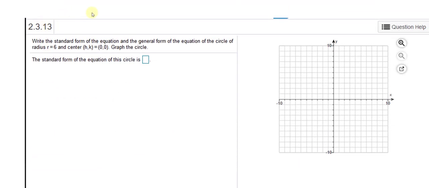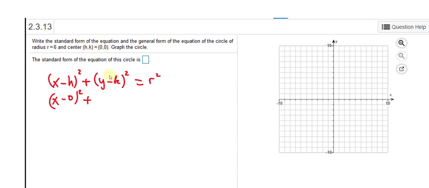Okay, write the standard form of the equation of the circle with the given radius and center, and then graph the circle. We know that this is the standard form: (x minus h) squared plus (y minus k) quantity squared equals r squared. h is 0, this is 0, 0, right? So 0 for h, k is also 0, and r is 6. So you have x squared plus y minus 0, which is y squared, equals 6 times 6, which is 36.